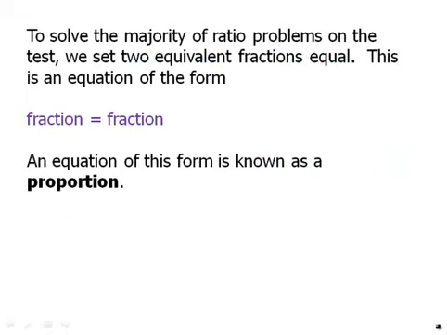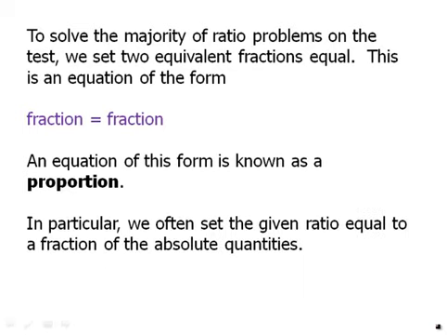To solve the majority of ratio problems on the test, we set 2 equivalent fractions equal. This is an equation of the form fraction equals fraction. An equation of this form is known as a proportion. And if you're not familiar with the mathematics of proportions, what you are allowed to do and what you're not allowed to do with proportions, I highly recommend you watch the video Operations with Proportions. In particular, we often set the given ratio, the ratio given in the problem, equal to a fraction of the absolute quantities. So for example, here's a practice problem.